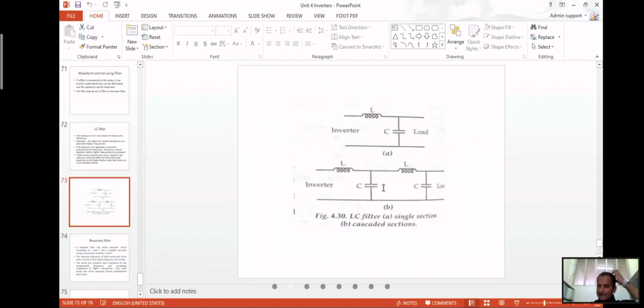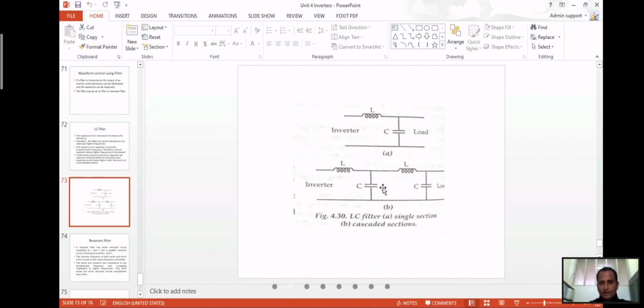So this is the L and C filter, where the combination of L and C is used. The first one is the single section. L and C is also used in a cascading section. So we can use it in a cascading form also. Not a single LC filter, but we can use more than one LC filter.